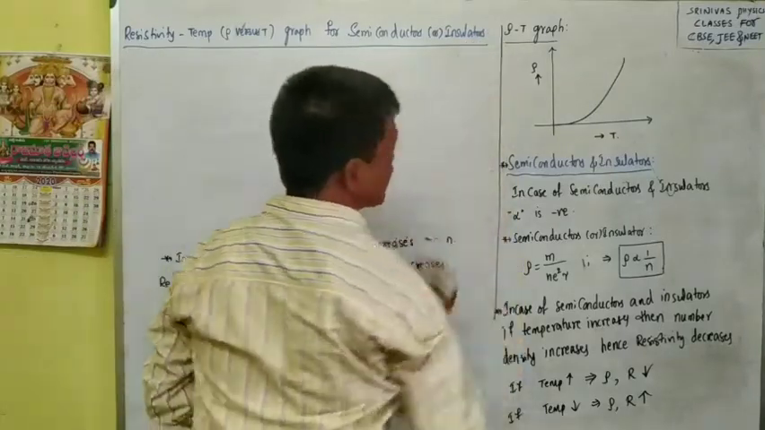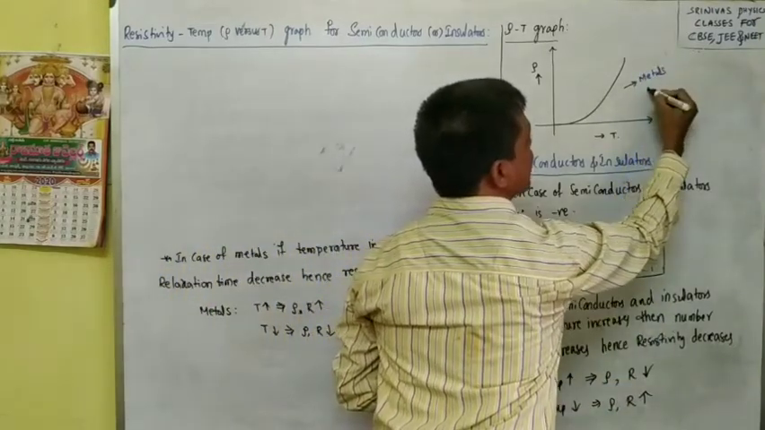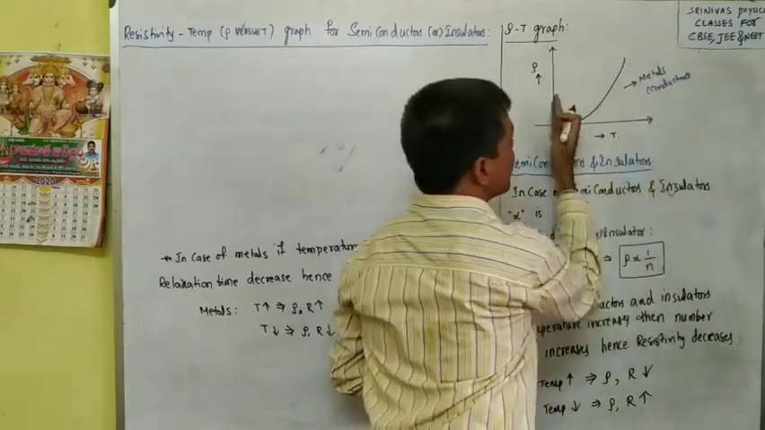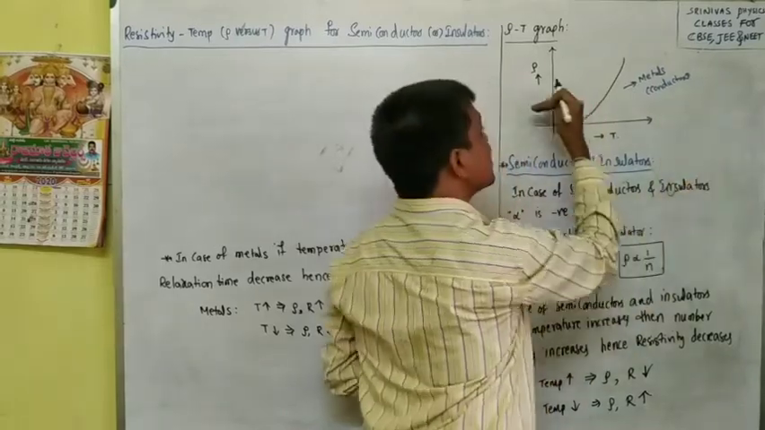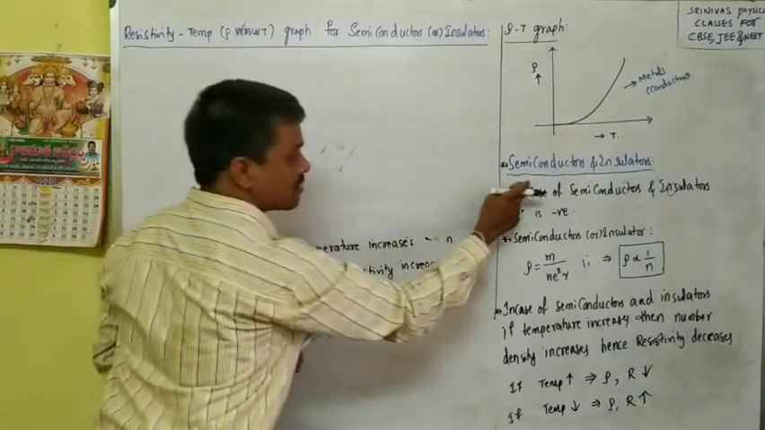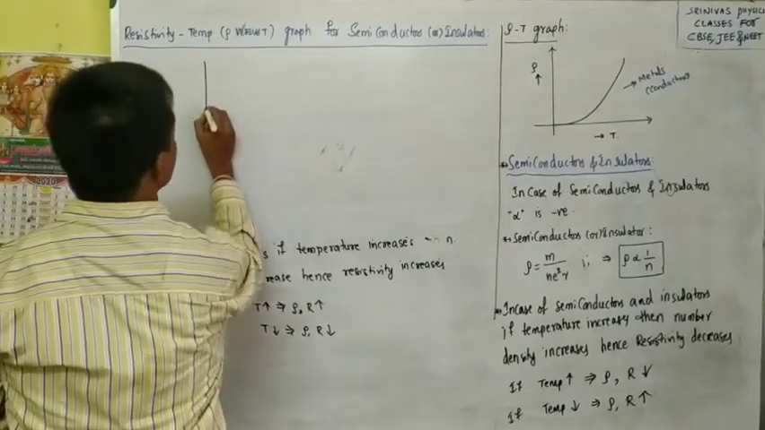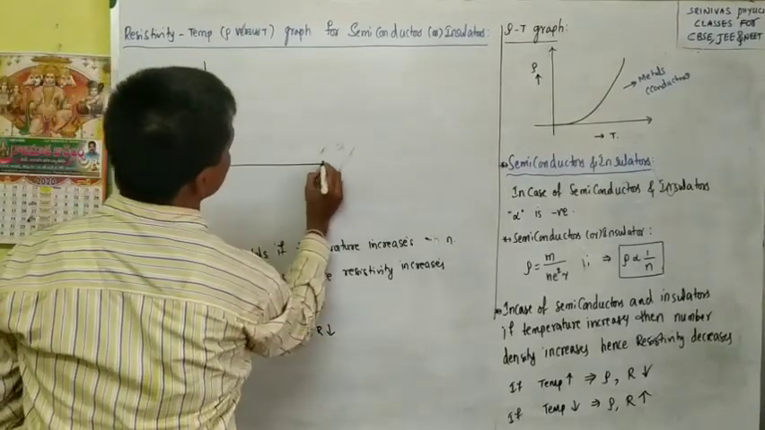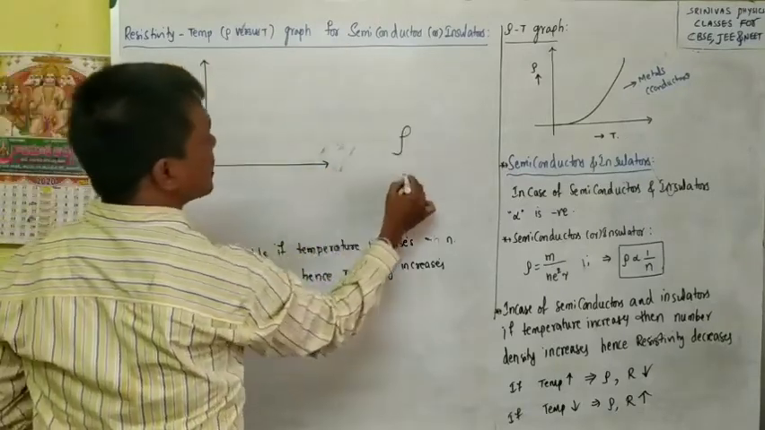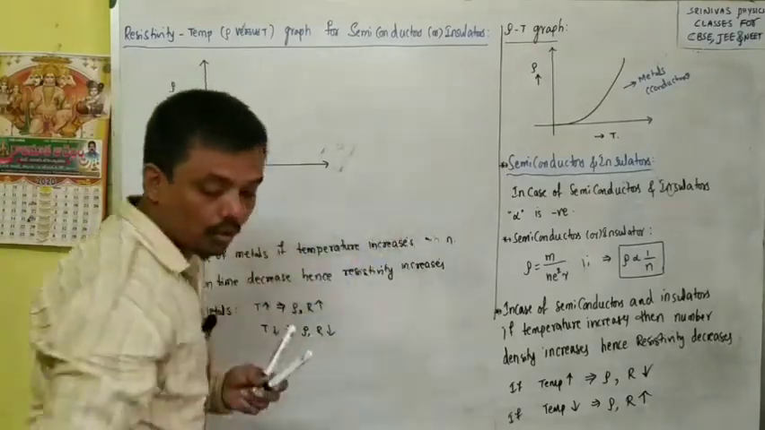This is for metals, meaning conductors. In case of conductors, the graph is going up: when temperature increases, as you go to the right side, resistivity also increases. That is for conductors. But we are discussing semiconductors and insulators. In this case, resistivity decreases with increase in temperature, right? Resistivity is taken on the y-axis, denoted with rho. This is not P.